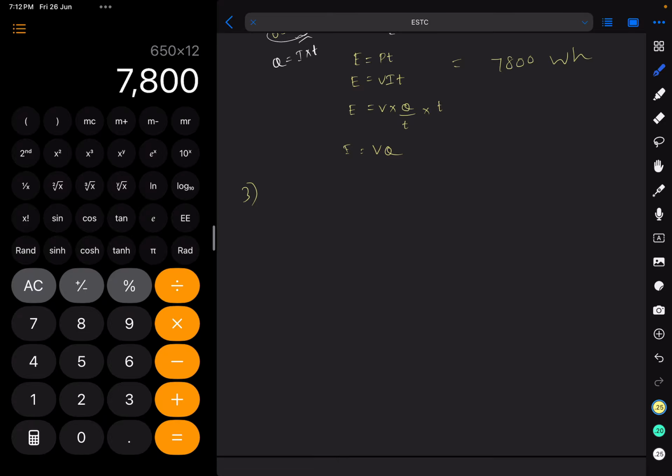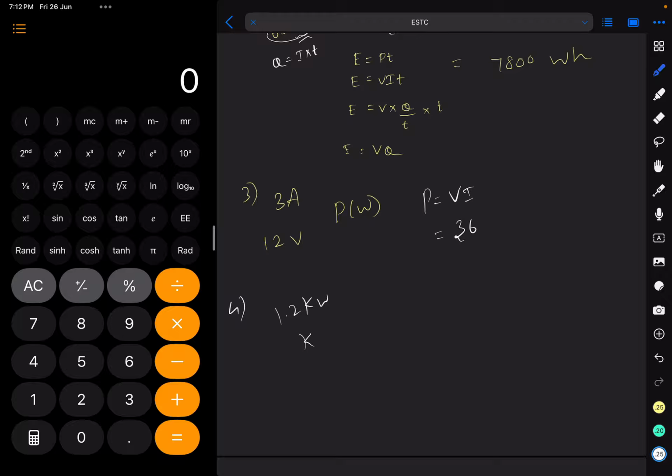Third is 3 ampere current from a 12 volt battery. They are asking power in watts. Power is equal to VI. 36 watts, 3 into 12, 36. Okay. Fourth question.